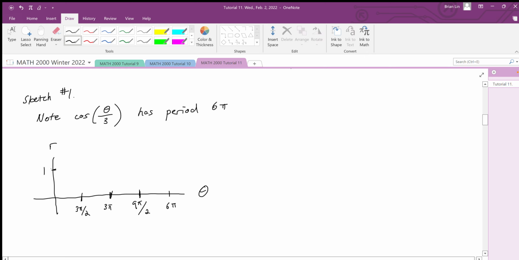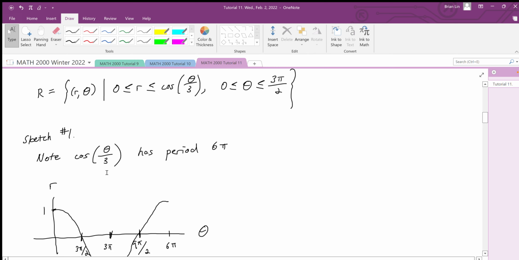If I were to graph it, the graph of cosine looks like this. Please excuse my very bad drawing. So that's supposed to be the graph of cosine. Let me give that another shot. Okay, so that's supposed to be the graph of cosine. But we know that our theta values only go from 0 to pi over 3. So our region R is really just this shaded area here. It's nothing more. That's sketch number 1.